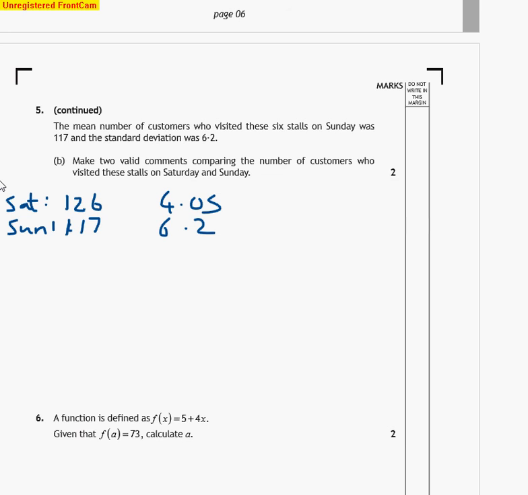Okay, so what's happened to the mean number of people between Saturday and Sunday? Let's see. Between Saturday and Sunday, well, it's obviously gone down, hasn't it? Okay, so the mean has gone down. Okay, what's happened to the standard deviation? It's gone up. So standard deviation has gone up. So does that mean the results are more or less consistent? Well, a smaller standard deviation means we've got a tight pack of results. So we've actually got less consistent results. Okay, so the mean's gone down, and the consistency has also gone down from Saturday to Sunday.